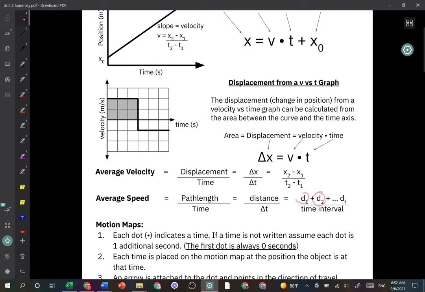In each region, you're going to add those distances up until you get to that final distance. All of them added together is going to be our path length, and you divide that by the time interval in order to figure out the average speed, or the change in distance, the distance traveled, over time.